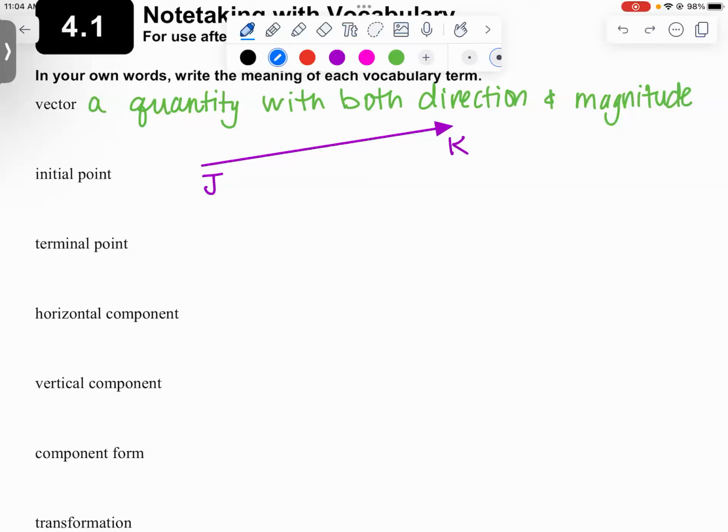Magnitude, like the same as the magnitude of an earthquake. So the magnitude of a vector is how long is the vector, okay? Kind of like a distance formula sort of thing there. Yeah, we're not gonna do that. We don't have to do that, okay?